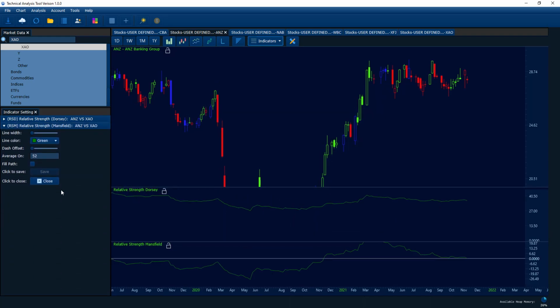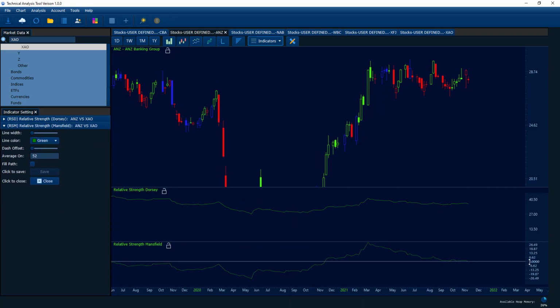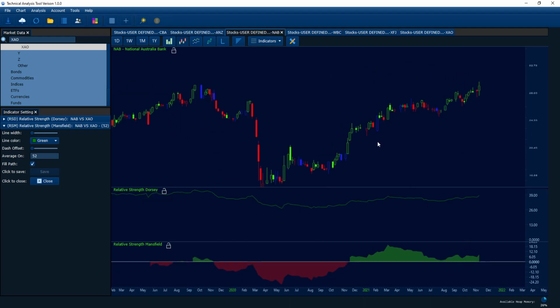Okay, this one is slightly different. As you can see, this one stays above the zero, but very close to zero. So pretty much it just behaves the same as the market. ANZ doesn't outperform the market too much like NAB, because NAB has some gap. And it's also pointing up, which means it is maybe improving further.